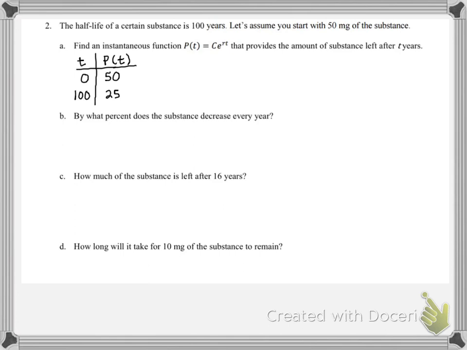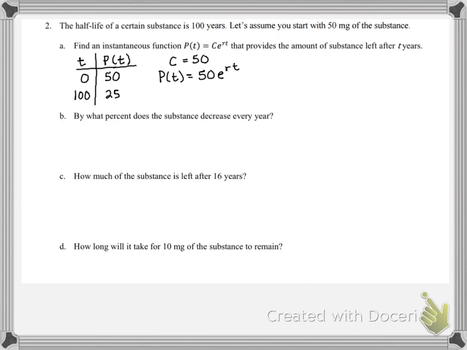100 and 25, because we know that after 1 half-life, I have half of the substance left. So after 100 years, I only have half of the substance left. And so we can say C is equal to 50. So that gives me P of t equals 50 times e to the rt. And then we're going to plug our second point in and solve for r. So just like the ones you did last week where you plugged a point in and solved for a, it's that same idea.